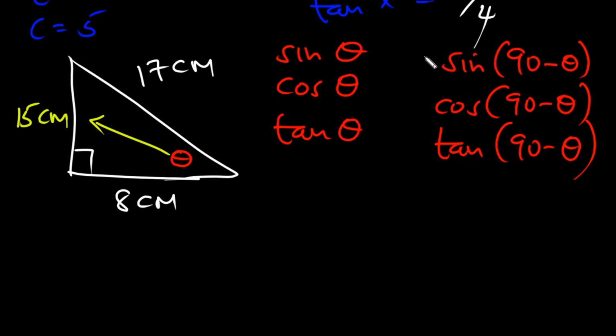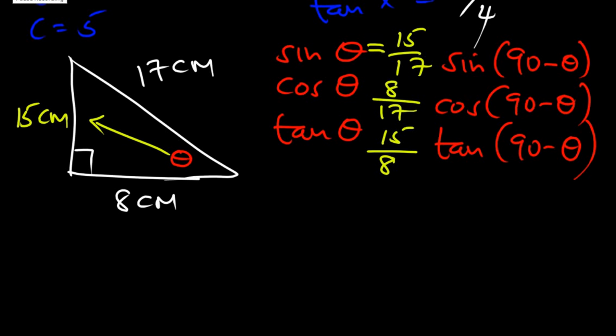So the sine of theta is going to be the opposite divided by the hypotenuse, so it's going to be 15 divided by 17. Then the cosine of theta is going to be the adjacent divided by the hypotenuse. The adjacent is 8 and the hypotenuse is 17. And then finally the tangent is going to be the opposite, which is 15, divided by the adjacent, which is 8.